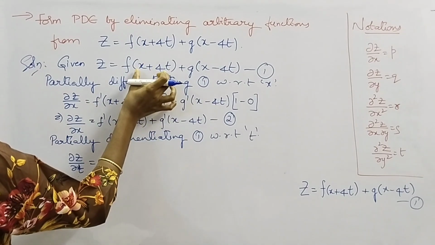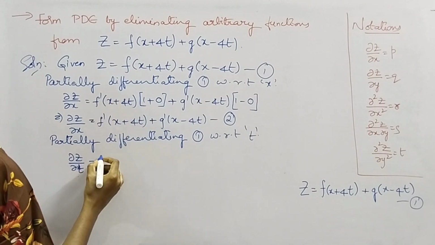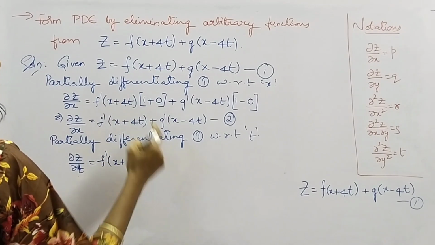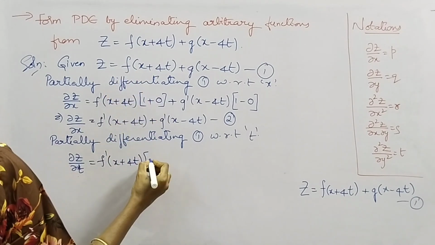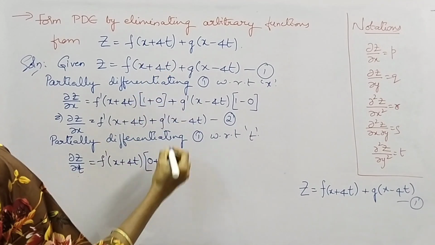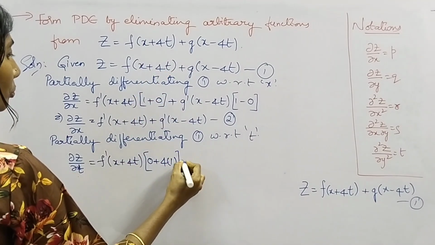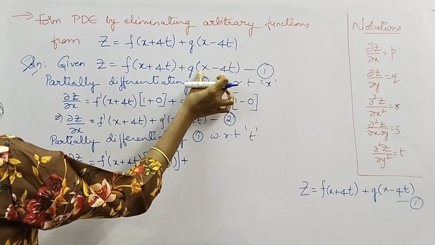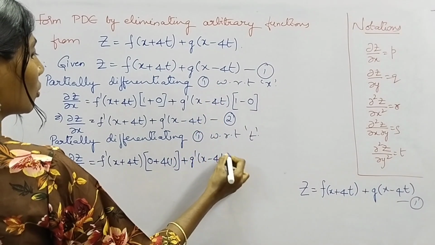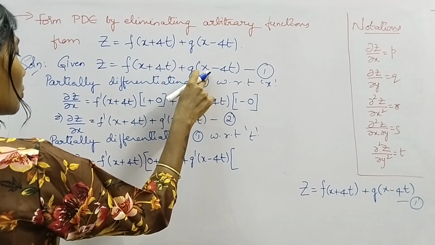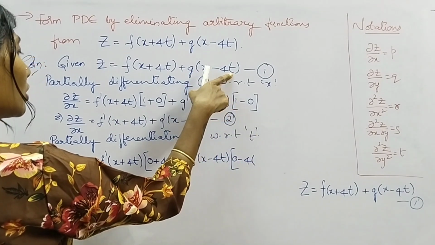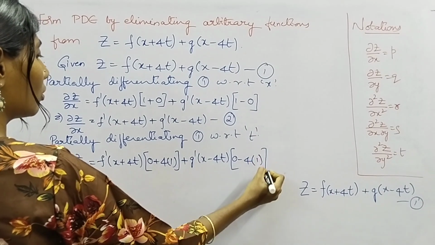This gives us the partial derivative of f of x plus 4t with respect to t, which is f dash of x plus 4t into the inner derivative. The partial derivative of x with respect to t is 0, plus 4 into the partial derivative of t with respect to t, which is 1, plus the partial derivative of g of x minus 4t, which is g dash of x minus 4t into the inner derivative. The partial derivative of x with respect to t is 0, minus constant 4 into the partial derivative of t with respect to t, which is 1, right?